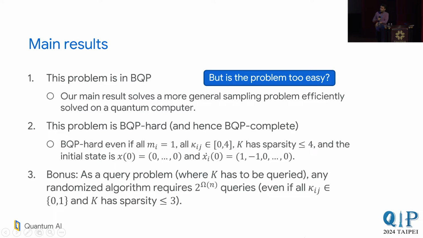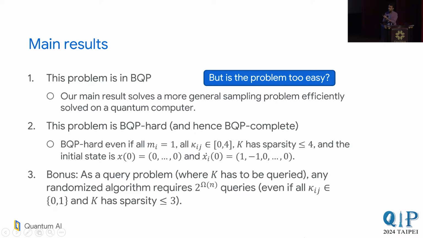And finally, as I said on my summary slide, as a query problem, we can show an exponential speedup. So what's going on in this query problem? This is just for people who like query complexity and are familiar with the model, because I'm not going to explain in any great detail. In the query model, everything is given to you explicitly. The only thing that has to be queried is this kappa matrix, the spring constant matrix.